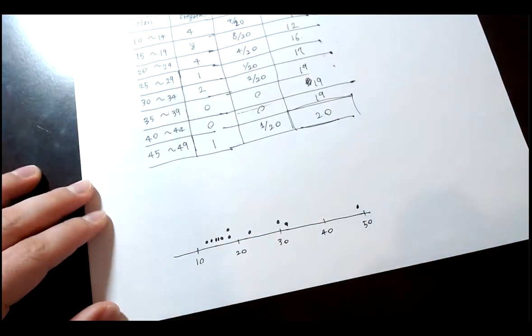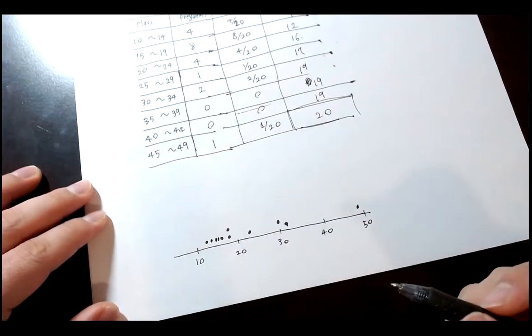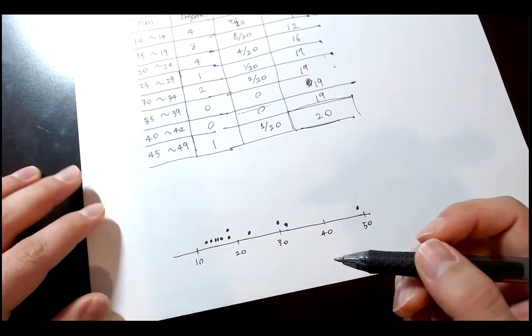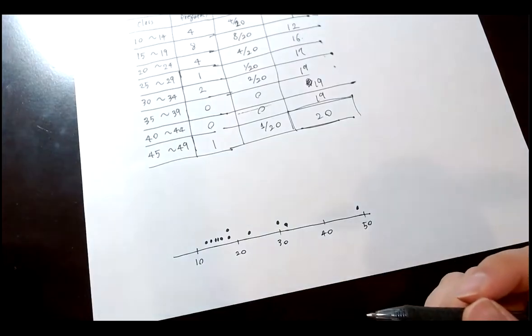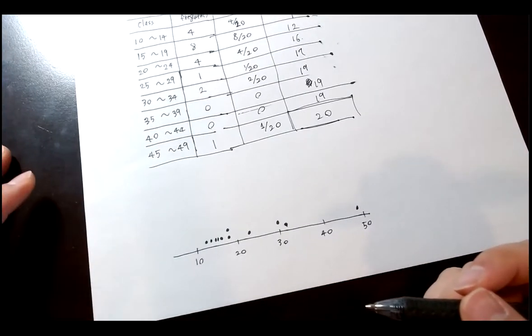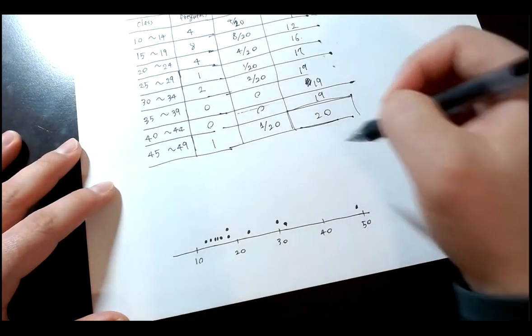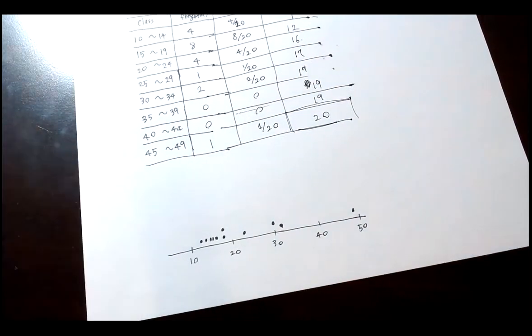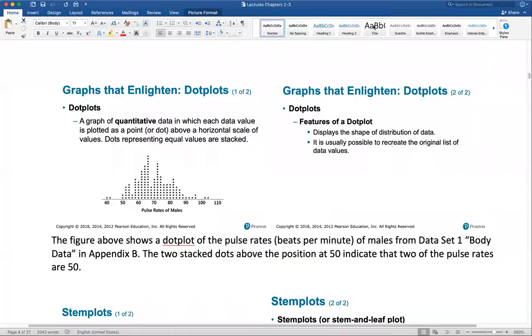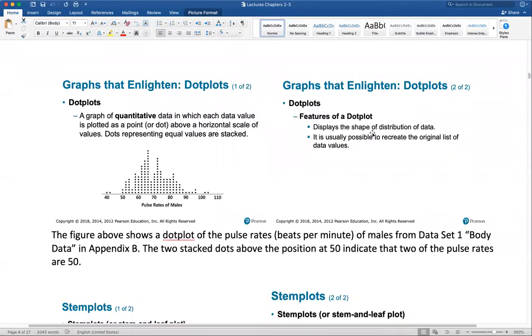So doing this, okay. Then what you can see is that the data is going to be stacked, right? So that we can see the distribution of data and how the data is spread out. Okay, so that's a dot plot, and then let's see the features of the dot plot. It displays the shape of the distribution of data. Yes, right. And it is usually possible to recreate the original list of data values.